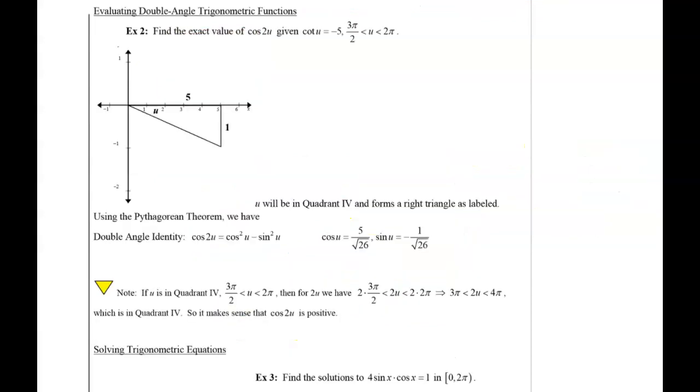So example 2, it wants us to find the exact value for cosine 2 theta. So it wants us to find the double angle. Given is cotangent u is negative 5, and it's telling us that it's between 3 pi over 2 and 2 pi. So the first thing we notice is this is the 4th quadrant, because here's 3 pi over 2 and here's 2 pi.